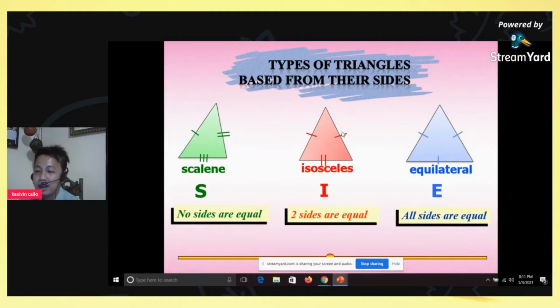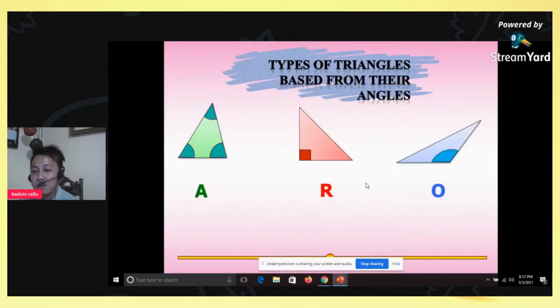And then the last one is the equilateral triangle. So the prefix equi means equal, lateral means side. So all the sides are equal. So if one side measures 8 meters, the other two sides would have 8 meters also. Okay. How about types of triangles based on their angles? So we have also 3. Can you name the first triangle, the green one?